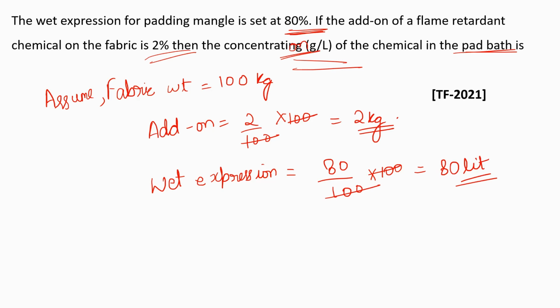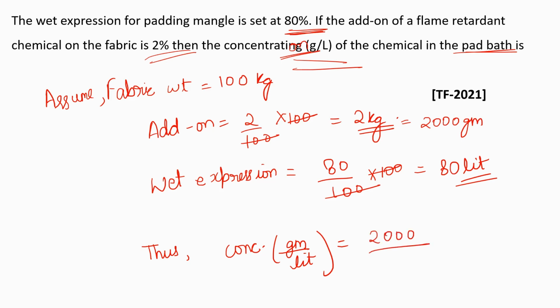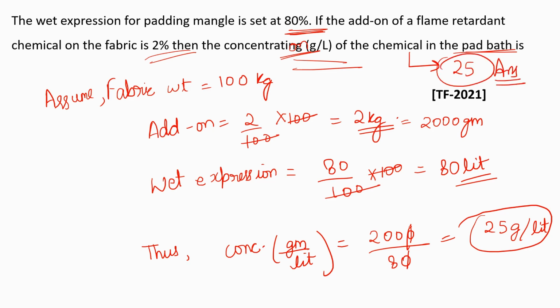So what is the concentration in gram per liter? Gram per liter means fabric weight in gram, so you have to write it in gram. 2 kg in grams is 2000 grams. 2000 grams upon 80 liters. So the concentration will come out to be 2000 upon 80, that is 200 upon 8, which is 25 gram per liter. So 25 is the right answer. This is the right answer. It must be clear to you.